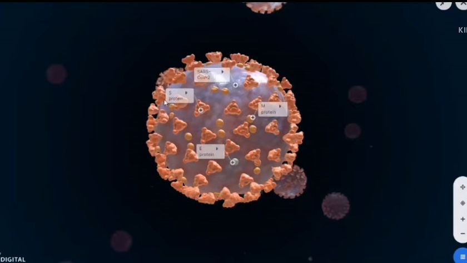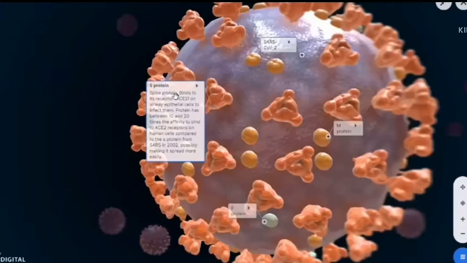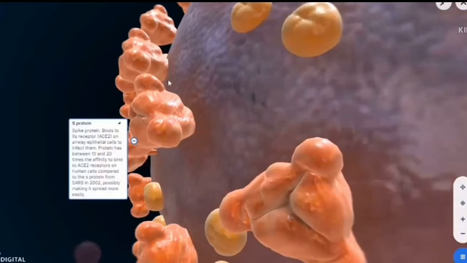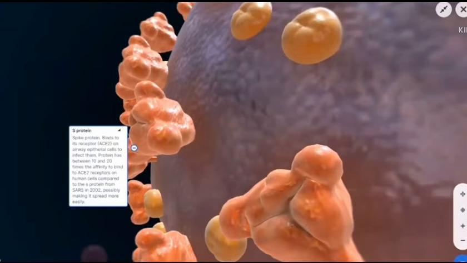So let's first talk about the S protein. So this thing right here, the orange one, that is the S protein or the spike protein. The spike protein is responsible for allowing the virus to attach to the membrane of the host cell. It contains a receptor binding domain which recognizes a specific receptor, the angiotensin converting enzyme receptor 2, which is expressed in the lungs, heart, kidneys, and intestines.